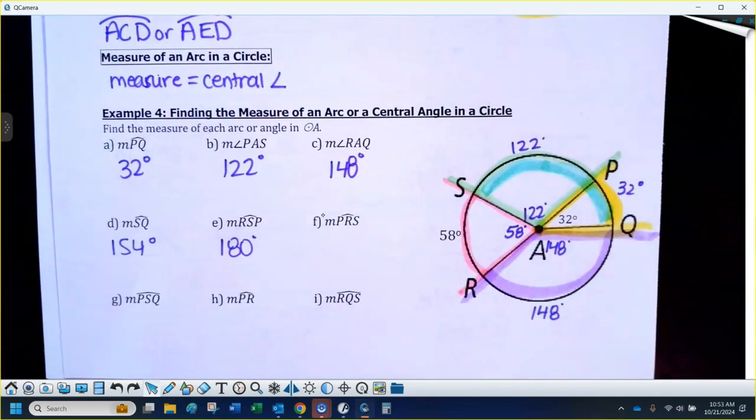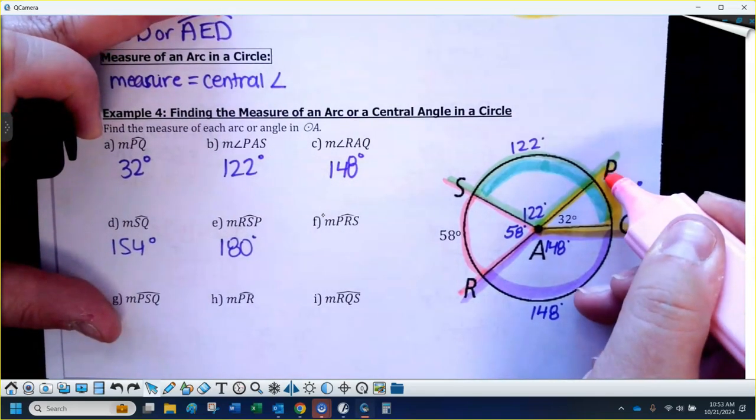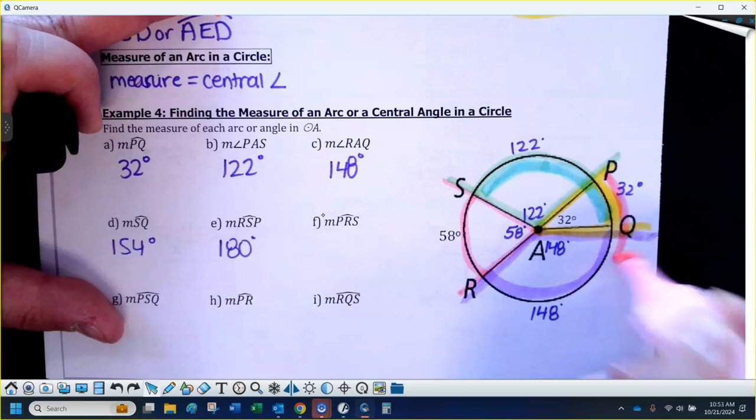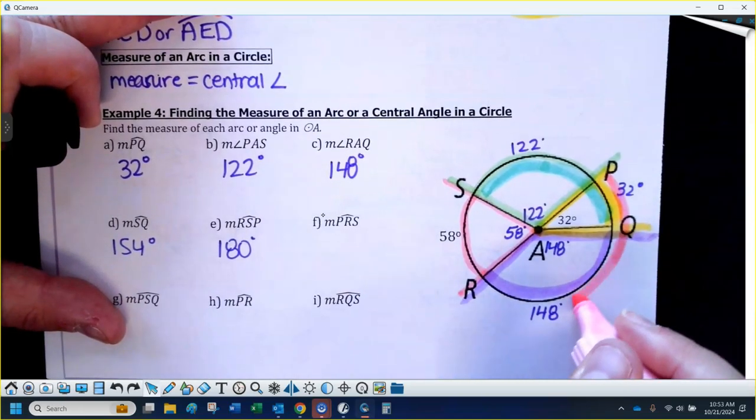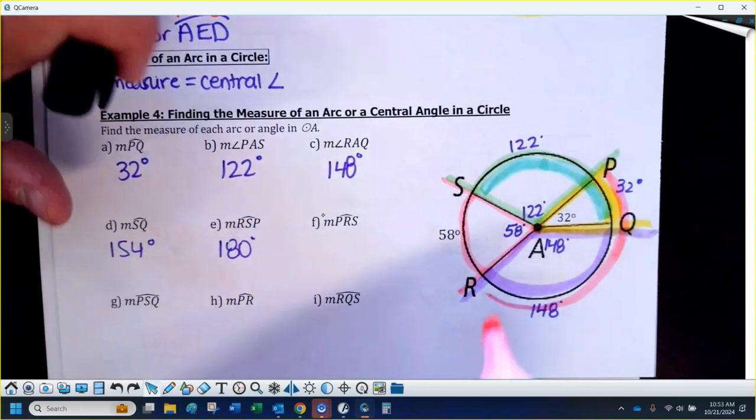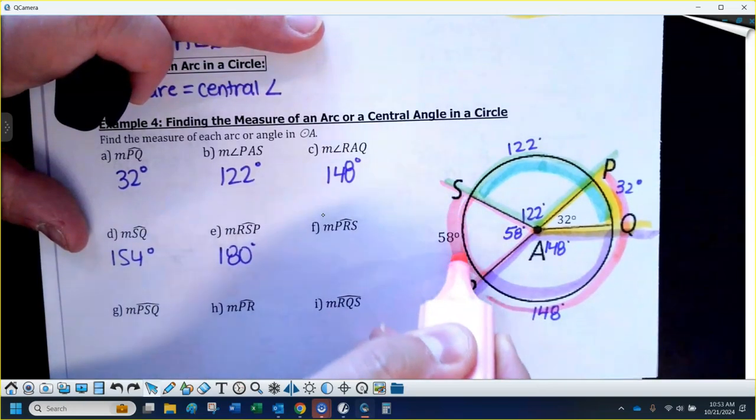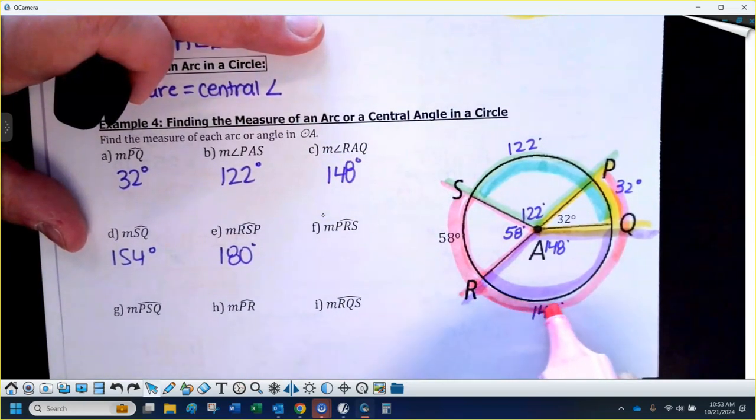Okay, PRS. Now this one's a little bit farther. I'm going to go kind of this way. Here's P, I'm going to go around to R, and I'm going to end up with S, so like all the way around here. This is a major arc.